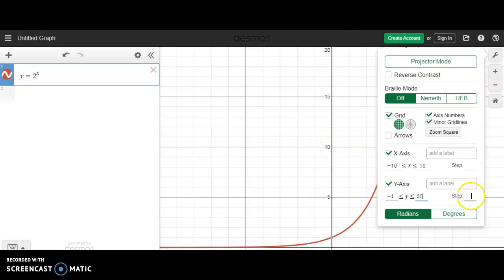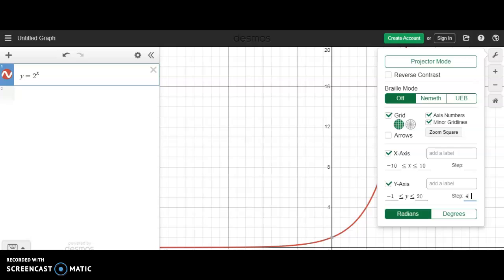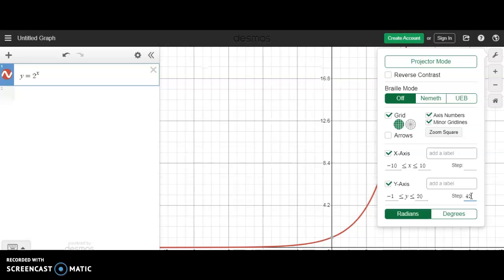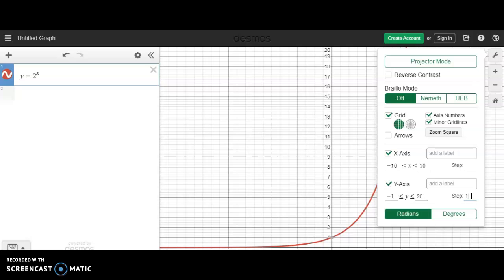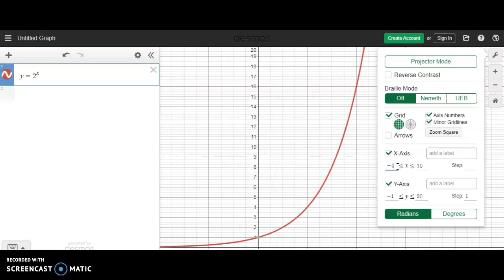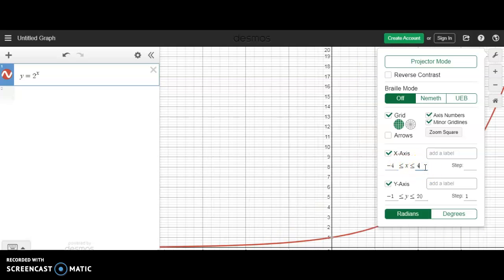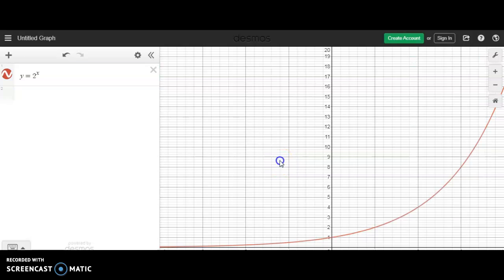If you want to change that, you can go to Step here. You could label it every 4, for example. You could label it every 2, for example. You could label it every 1, for example. So you can basically change the parameters however you wish to see whatever you want on your y-axis and also on your x-axis. So let's say I don't want to go so low on my x-axis. Instead of -10, I just want to see till -4. And on the positive x, let's say I only want to see till +4. So you can play around with that.